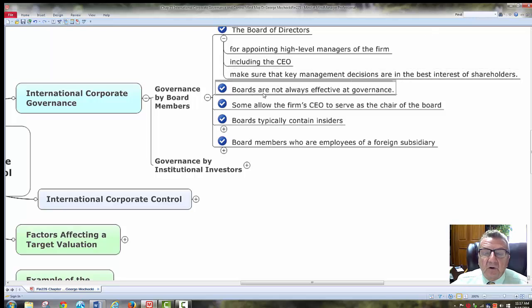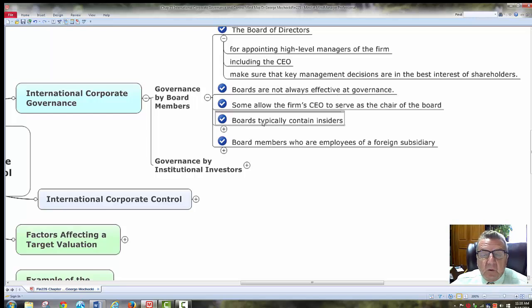Okay, boards are not always effective at governance. They're not the best. Remember, there's more perception, or there's a contact with somebody else, another board, to have some kind of a relationship. There's more of a hidden agenda sometimes with some of these board members. Some firms allow the firm's CEO to serve as the chair of the board. So now he's part of the board. Remember, the board is supposed to be a separate entity to make sure of how they're hiring the management. But that's part of the rules.